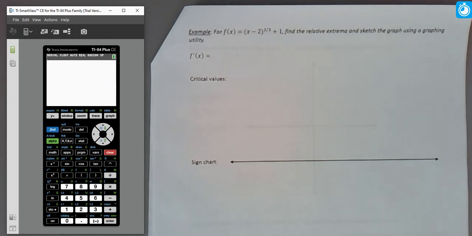Okay, so for f of x is equal to x minus 2 quantity raised to the 2/3 power plus 1. Again, we want to find the relative extrema and then sketch the graph using our graphing utility. Okay, so we need to find the critical values in order to find the possible locations for those maximum and minimum values. We check the derivative on either side of those locations, and we interpret what we're seeing based on the values for the derivative.